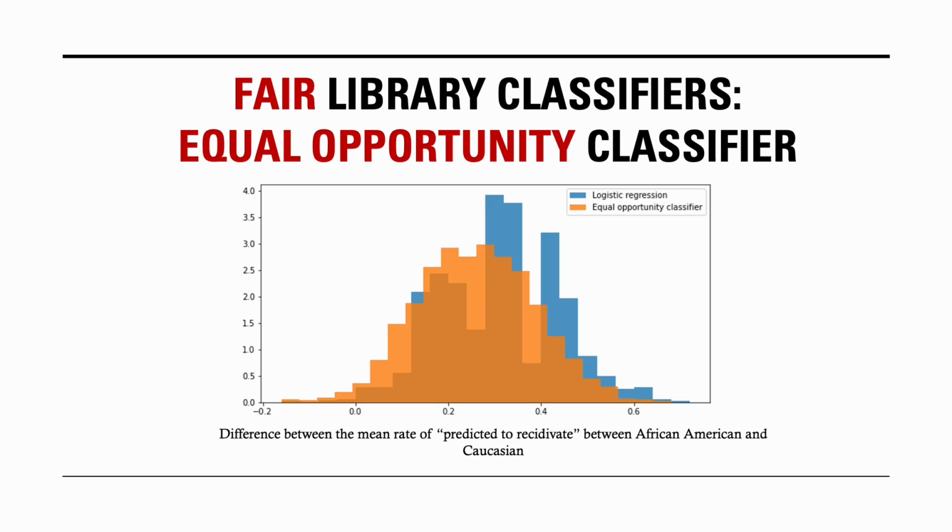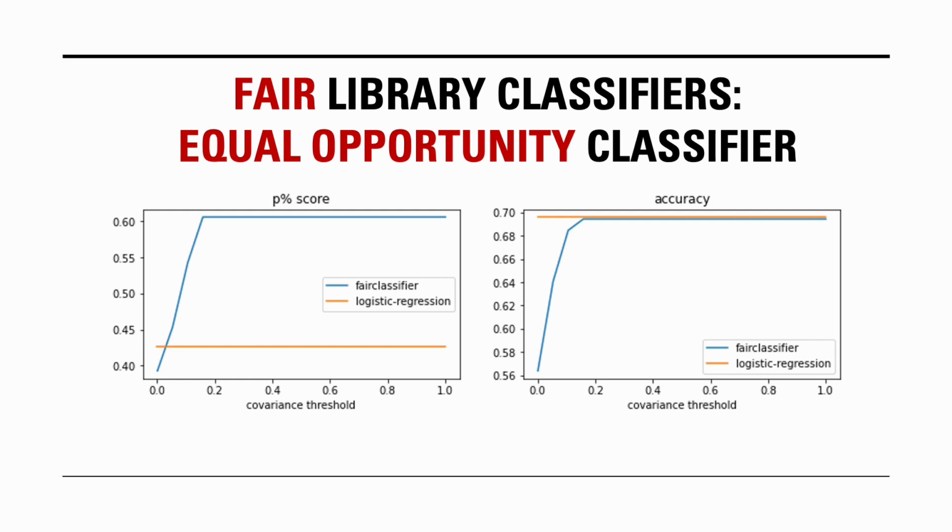Another library classifier we tested was the equal opportunity classifier. Again, we see that this model is better, but only barely. The story here, again, is the same as the demographic parity classifier. The model fairness comes at a cost to accuracy.